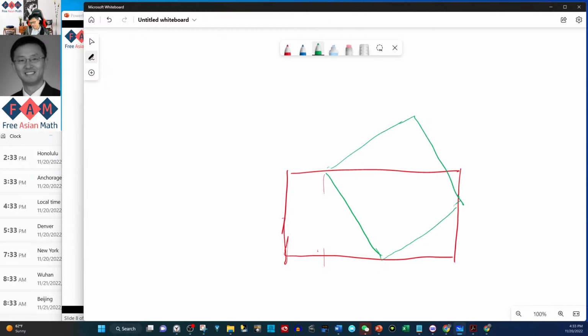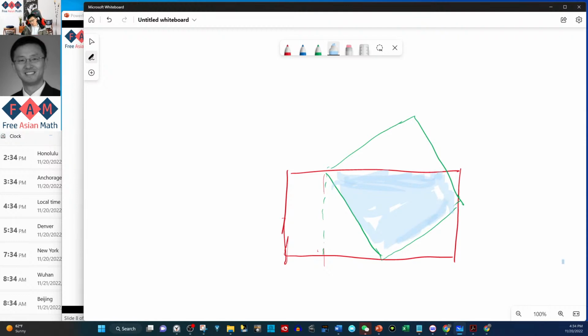Not a perfect square, but that's what it is. Excuse me. So, how do we solve this problem? We want to look at the area of this shaded area. Okay.